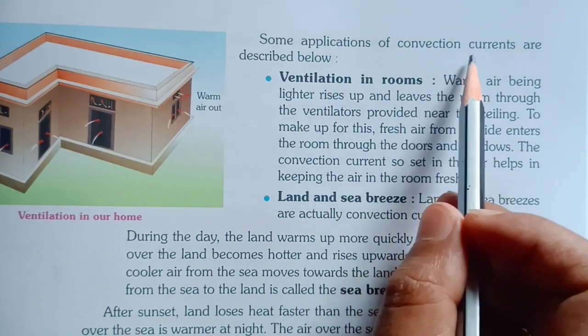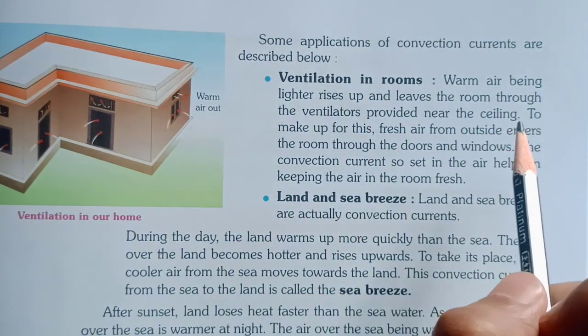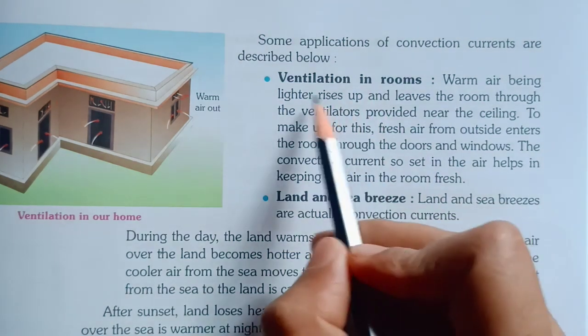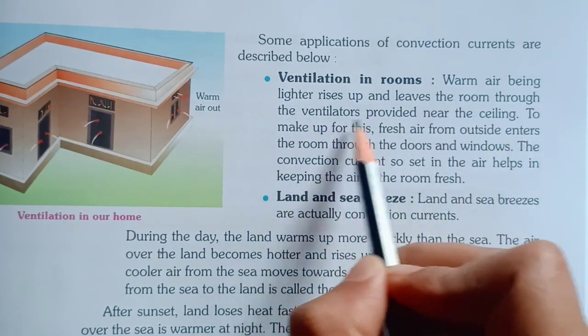Now, some applications of convection currents are described below. Ventilation in rooms. As I was discussing, if we are heating or burning something inside a room, suppose in a closed room, what will happen? The air that is present at the bottom of the floor will get heated up and rise up, and the air that is present near the roof, what will happen? It will come down to the bottom or the floor, and this will lead to the convection current. So ventilation in rooms: warm air being lighter rises up and leaves the room through the ventilators provided near the ceiling.